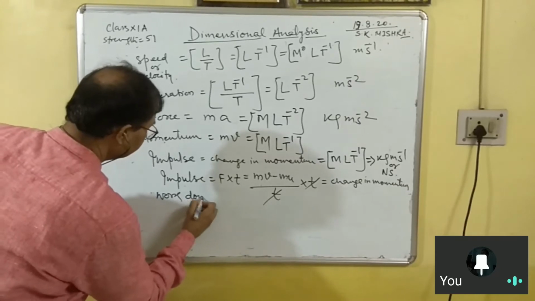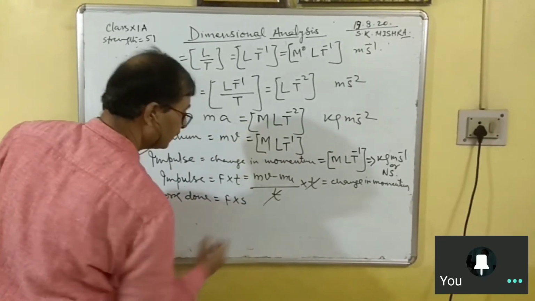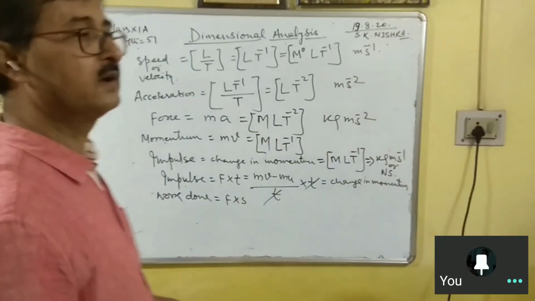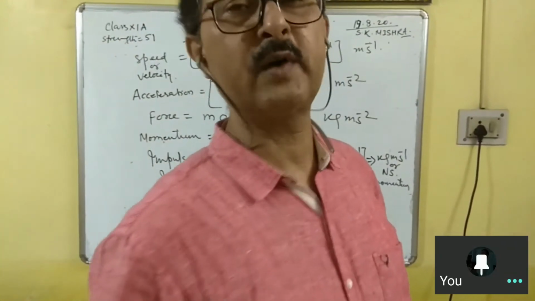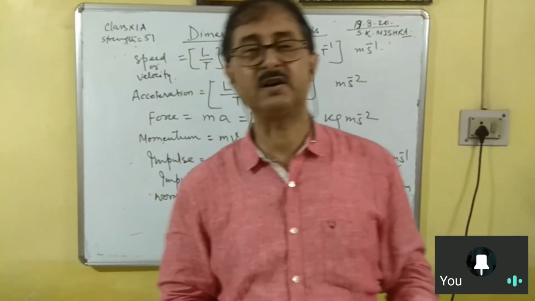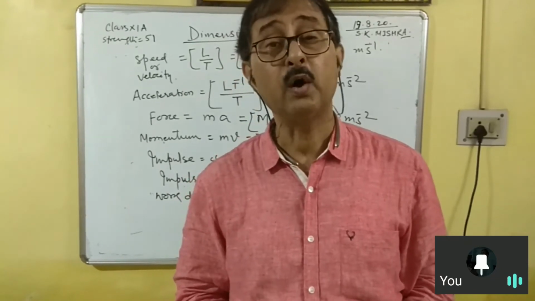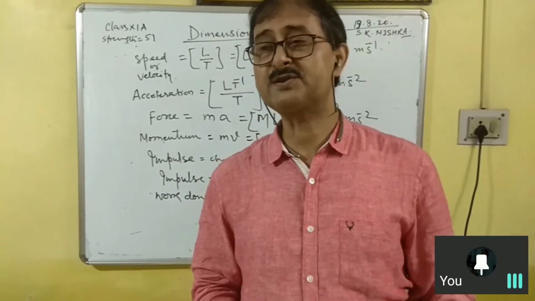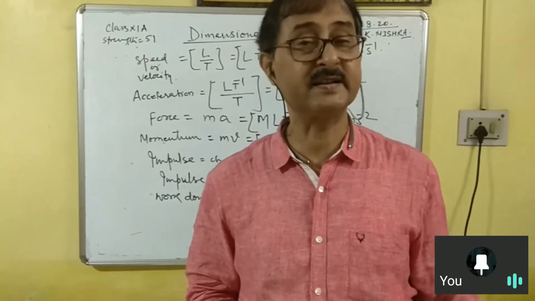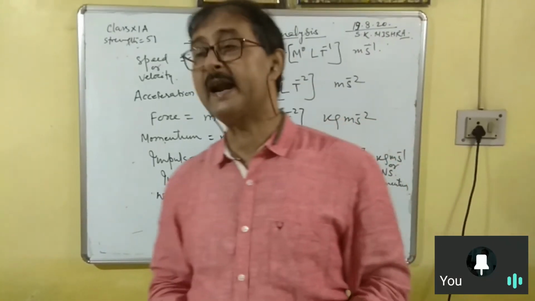Work done is force into displacement, F s cos theta. Now, cos theta is a number. For any value of theta, cos theta will give you a number, and a number has no dimension. If I ask you what is the dimension of 1, 2, 3, 4, all are dimensionless. What is the dimension of the constant pi? Dimensionless.